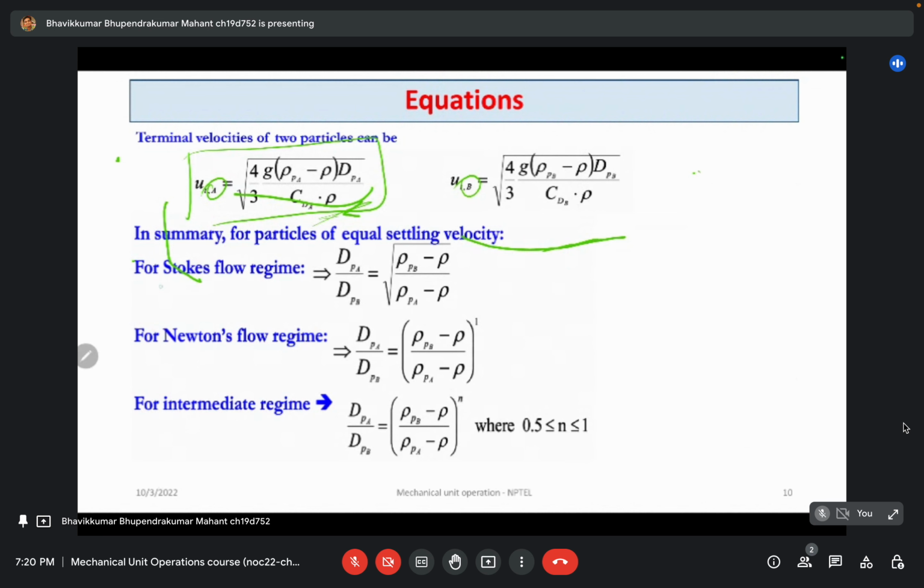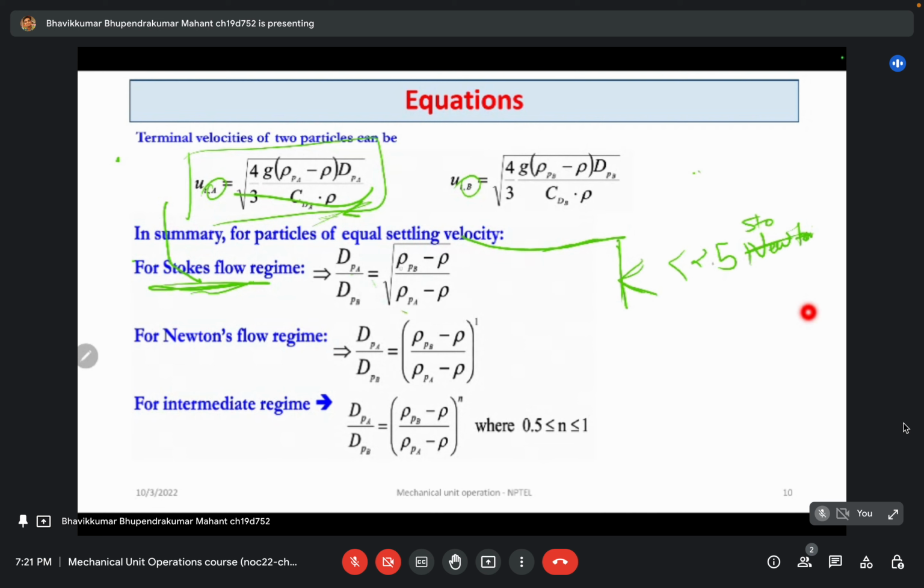If we talk about the flow regions, there are mainly three regions. We need to depend on the value of K for that. K less than 2.4 is the Stokes flow region. So basically you can understand this from all we discussed before. The Stokes flow regime requires that the ratio of the diameters is equal to the square root of the ratio of the density differences. So d_pA by d_pB is equal to the square root of (rho_pB minus rho) upon (rho_pA minus rho). You understand this.